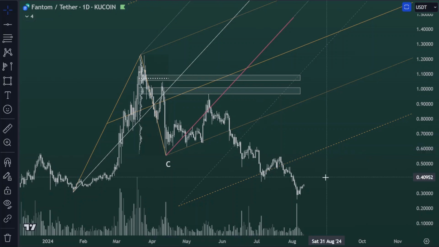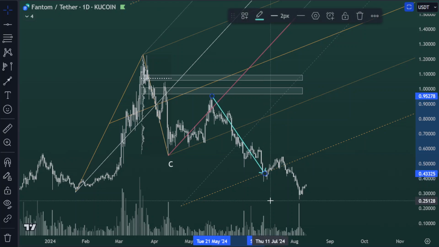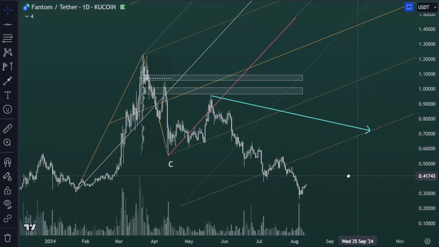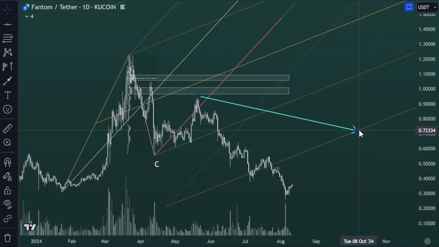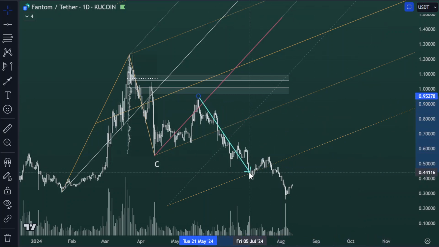So the problem with this is that you don't know exactly where the price would land on the warning. Okay, so it could do this, right? So the price target will be 0.35. It could do this, that will be 0.43, or you could do this, okay, where the price target is 0.72. So how do you know that the price would end up around here?